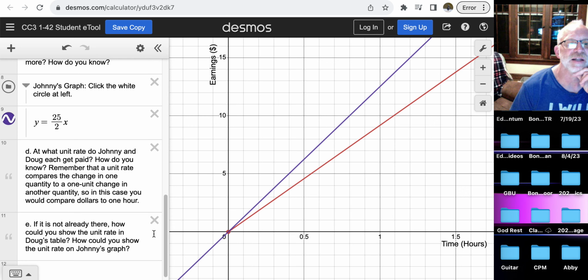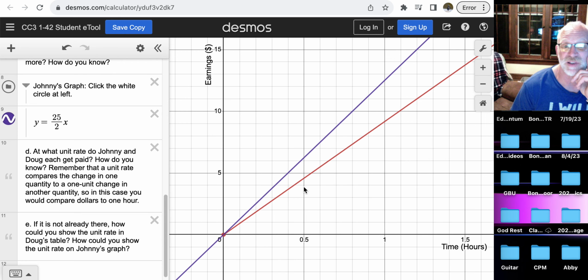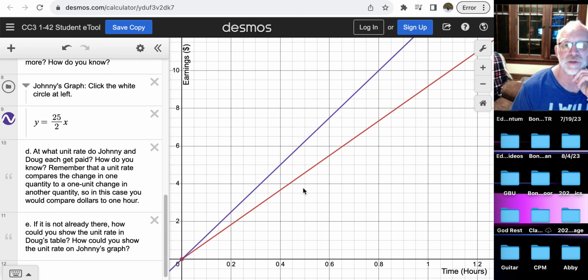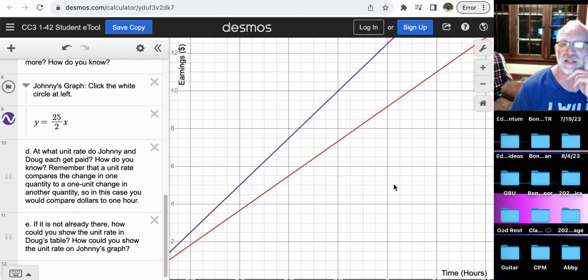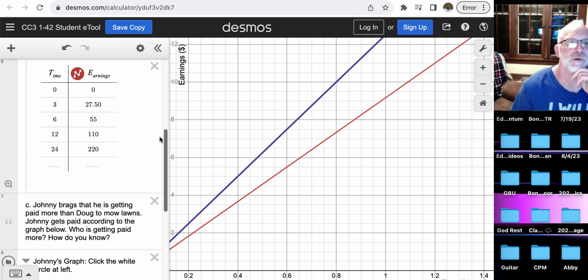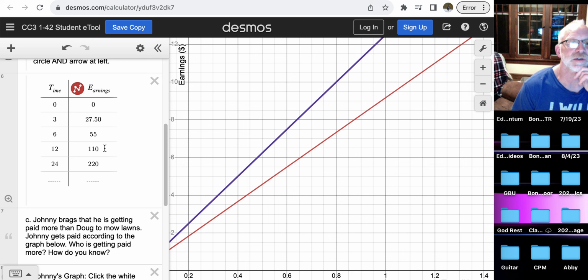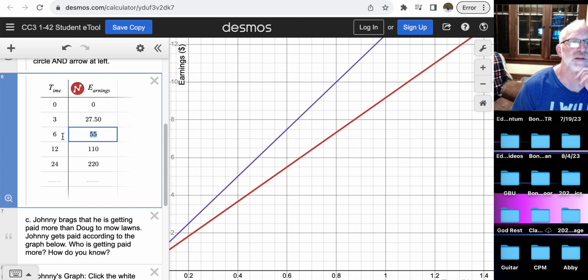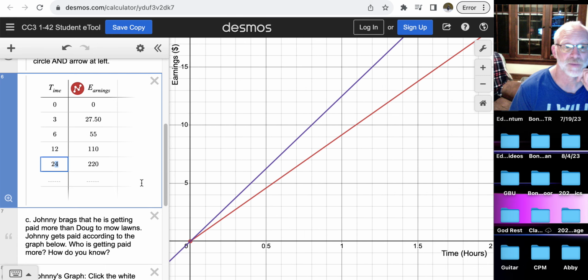How could we find Doug's unit rate? How could you find Johnny's unit rate? We could look at the graph. Unit rate means how much do they get in a 1? Or we could take 25 divided by 12. Or for Doug, you could take 110 divided by 12. Or 55 divided by 6. Or 220 divided by 20. They should all work out, right? Proportional relationship.